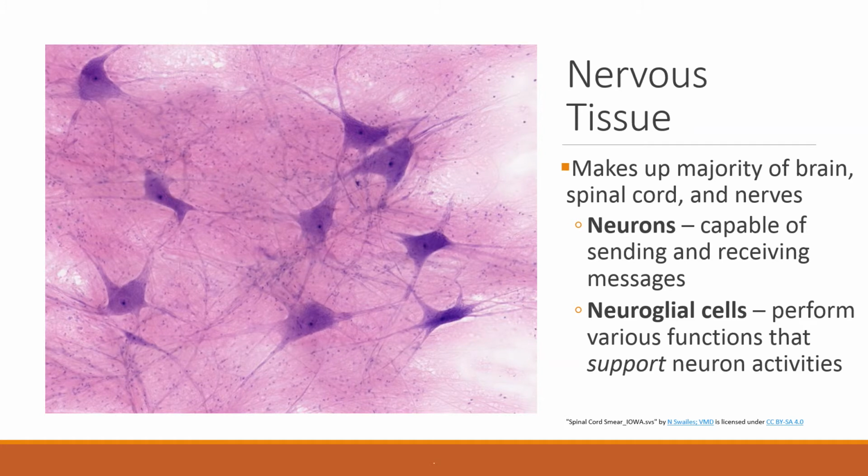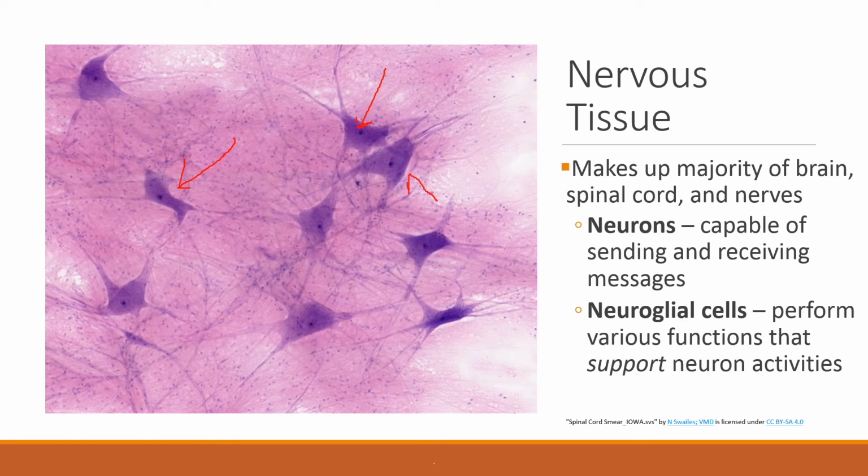This is nervous tissue. It makes up the majority of your brain and your spinal cord. You also find nervous tissue in your nerves. There are two main types of cells in nervous tissue. You have neurons. Those are the big purple star-shaped cells that you see, like these.